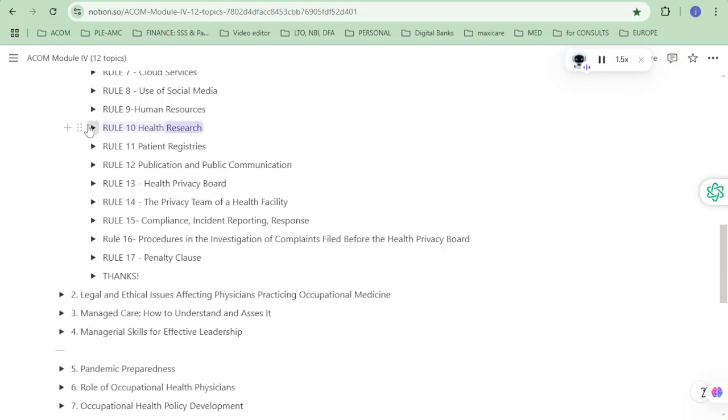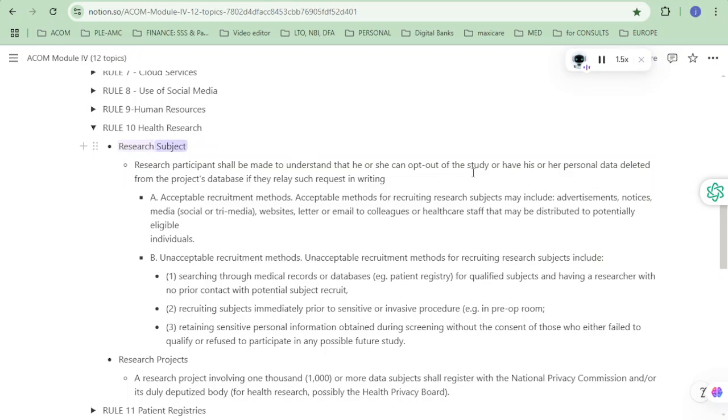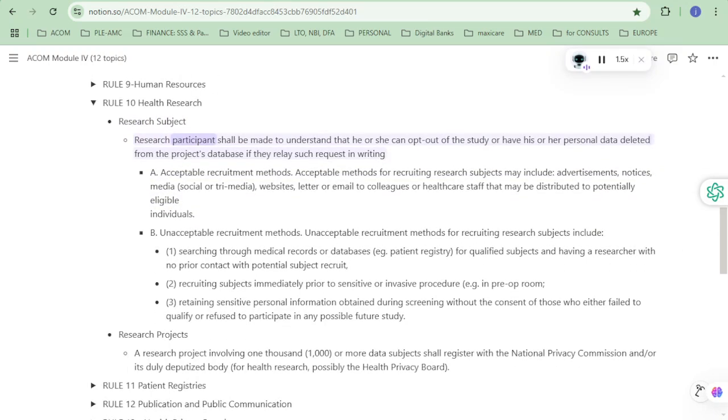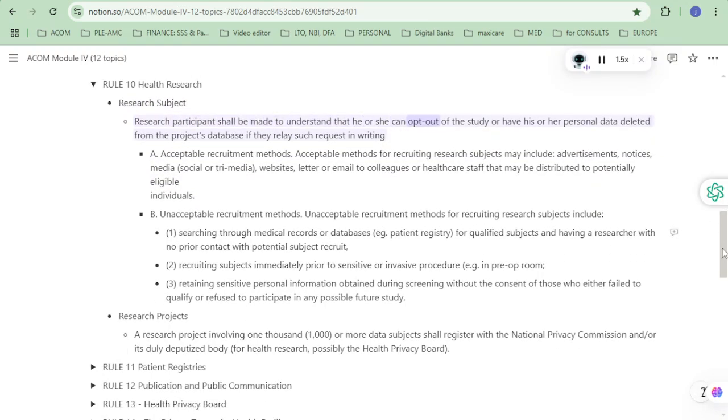Rule 10. Health research. Research subject. Research participant shall be made to understand that he or she can opt out of the study or have his or her personal data deleted from the project's database if they relay such request in writing. A. Acceptable recruitment methods. Acceptable methods for recruiting research subjects may include advertisements, notices, media, social or tri-media, websites, letter or email to colleagues or healthcare staff that may be distributed to potentially eligible individuals.